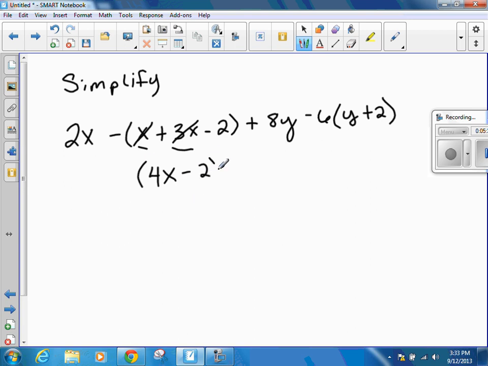But I'm going to keep all of this in parentheses. Because I have this negative out here, I need to bring that down, okay? I'm going to bring down my plus 8y, and I can't simplify anything in here because those are not like terms.